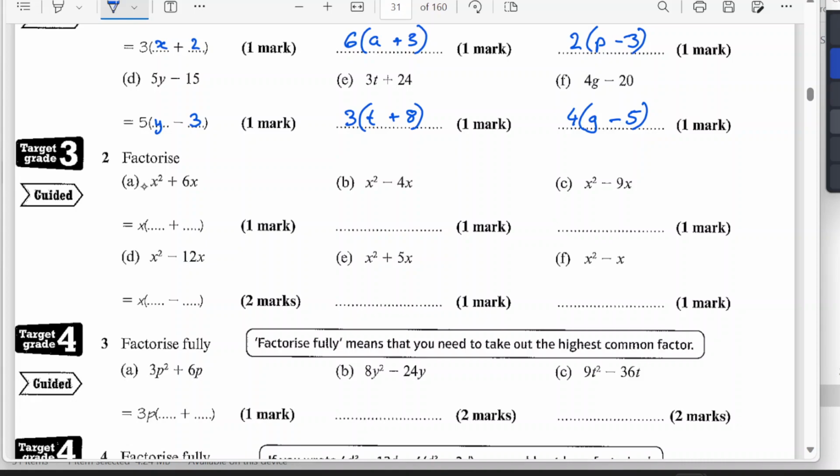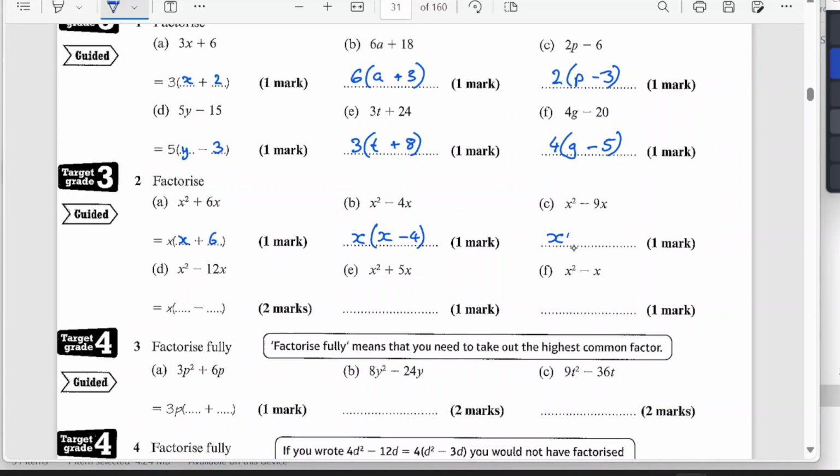So we take x out as our common factor in the first one because we've got an x common to both parts. We need to times x by x to get x squared, and we need to times it by 6 to get 6x. For part B, we take x out as our common factor, and we need to times x by x to get x squared, and by minus 4 to get minus 4x. For C, we take x out again, and we would need to times x by x to get x squared, and we need to times it by minus 9 to get minus 9x.